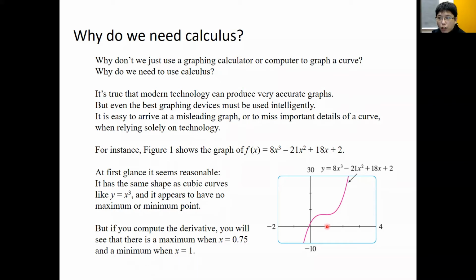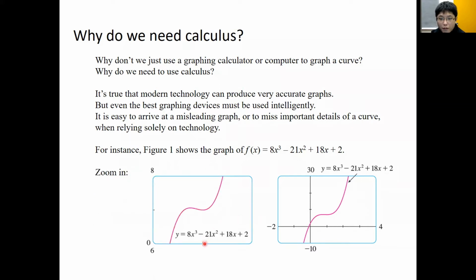This information is not clearly seen on this graph, but if you zoom in, you will find that the function has a local minimum when x = 1 and a local maximum when x = 0.75. So without calculus, if we simply look at this picture, it's very easy for us to overlook such detailed features. So this is an example explaining why we need calculus for graph sketching.